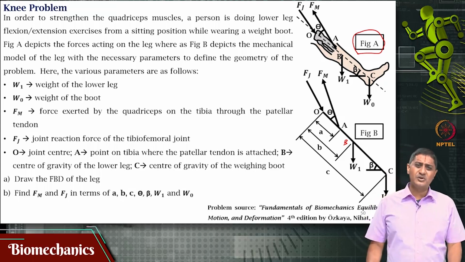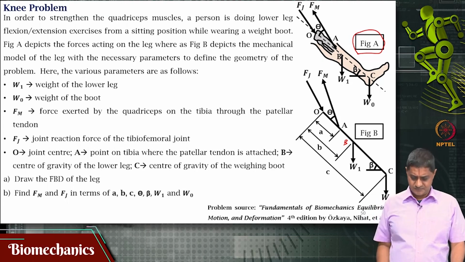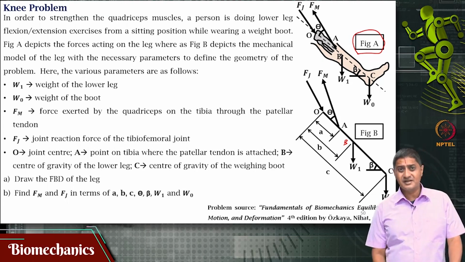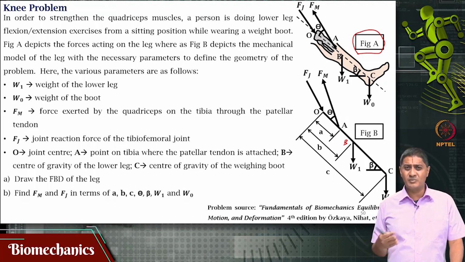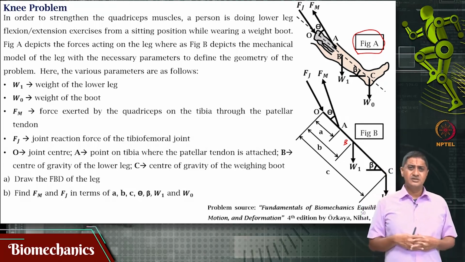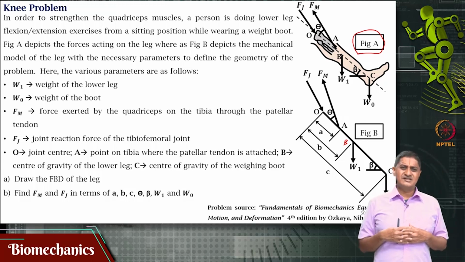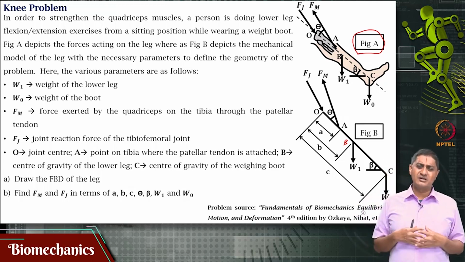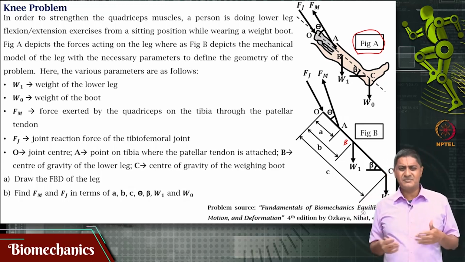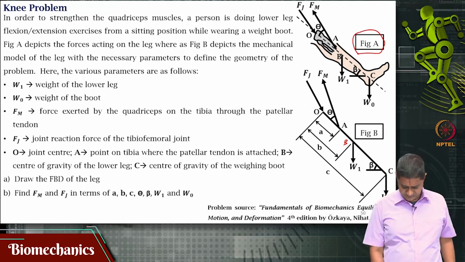And W1 and W0 you can of course measure, or estimate. W1 you can estimate, W0 you know because that is the weight of the boot. Some variants of this exercise involve keeping a dumbbell on the ankle and so on and so forth. There are many variants of this exercise.